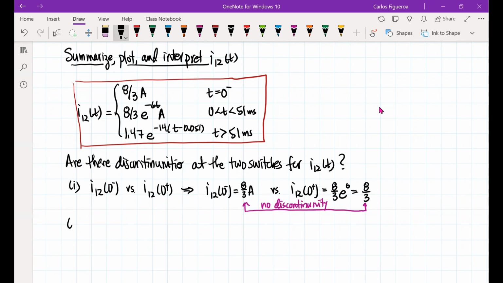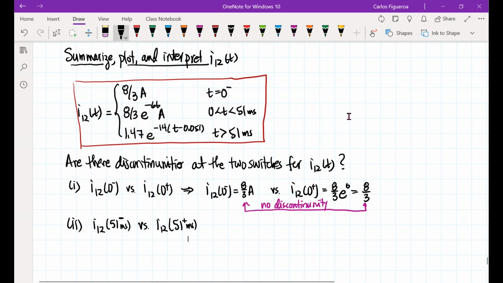So now let's look at the next switch here. The next switch occurs at 51 milliseconds. So look at my notation now. I'm going to use the same type of notation. So it's going to be I12 at 51 minus milliseconds, that's right before the switch is thrown, versus I12 at 51 plus milliseconds. So I'm separating these. Let's go compute this then.